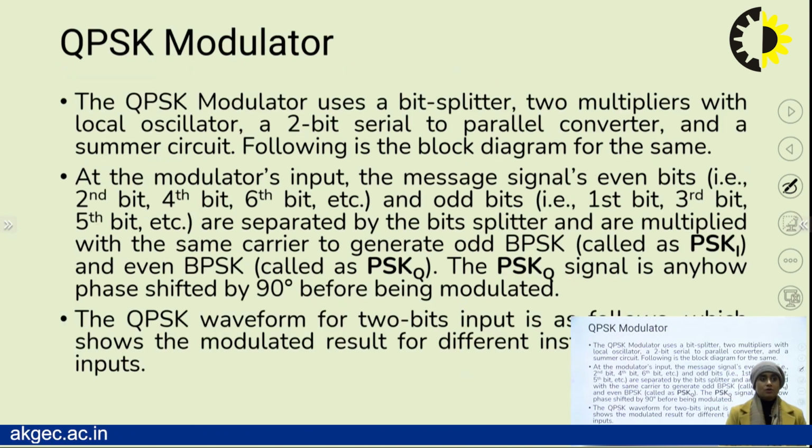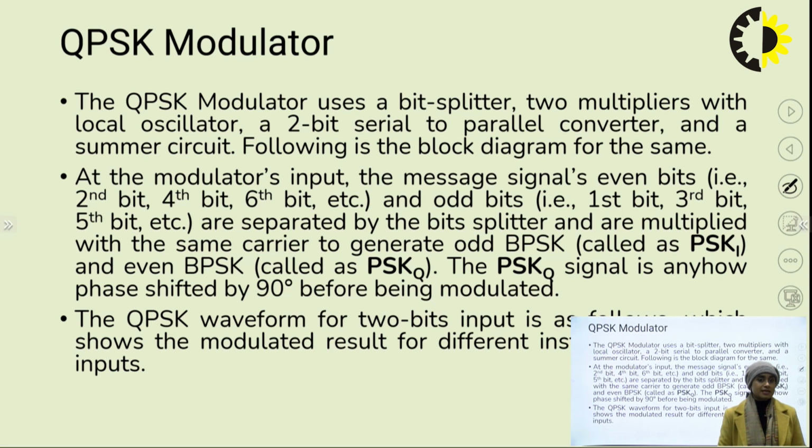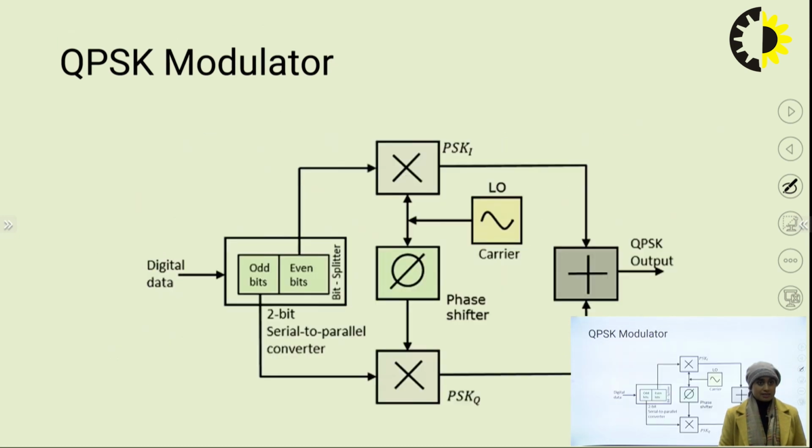Now let's talk about the QPSK modulator, how to generate such a waveform, what kind of modulators we use. So we'll get back to the slides. Let's see how the QPSK modulator looks like. My QPSK modulator looks like this. We need 2 product modulators. As we know, for generation of BPSK, we just need 1 product modulator, but for generation of QPSK, we will need 2 product modulators.